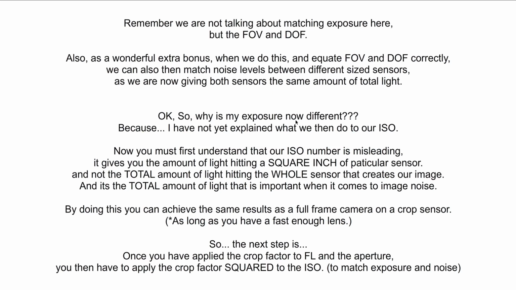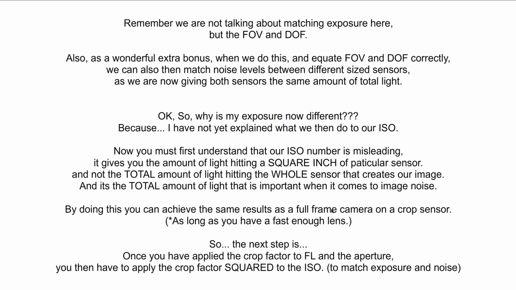Okay, so some of you are going to be asking, so why is the exposure different between these two? Because I've not yet explained what we then do to our ISO. Now you must first understand that the ISO number is misleading. It gives you the total amount of light hitting a square inch of a particular sensor, not the total amount of light hitting the whole sensor that creates our image. And that's what's important, is all the light that's creating our image. So it's the total amount of light that's important, okay? So by doing this, we can achieve the same results as a full frame camera on a crop sensor, as long as you've got a fast enough lens.